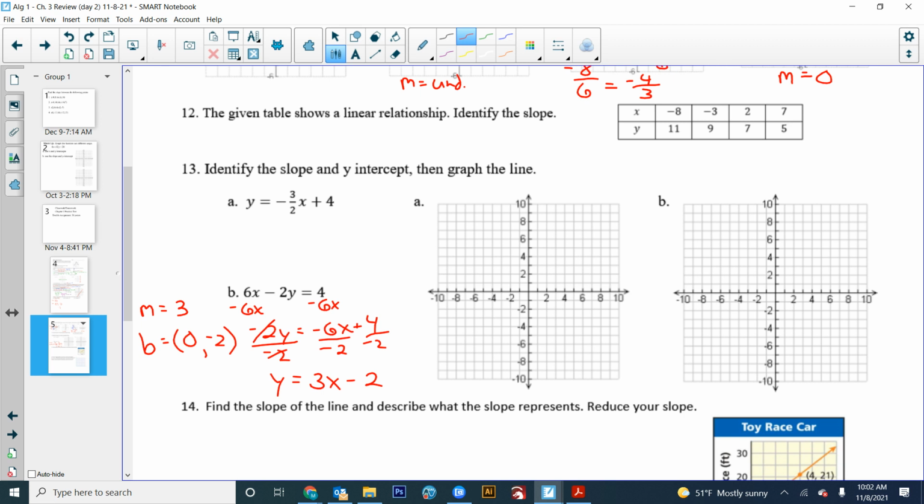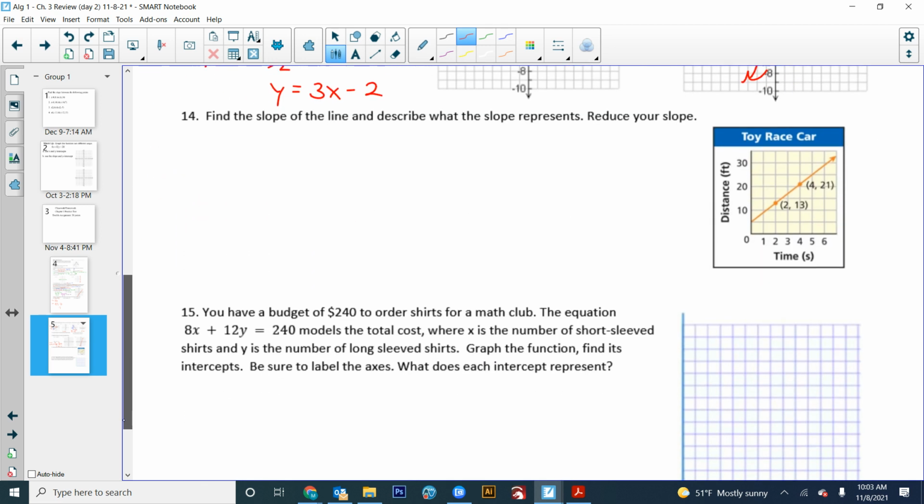So I go over here to 0, negative 2. And then I rise 3. 1, 2, 3. I run 1. There's my line. You guys need to be able to do that. So important. You have to put it in slope-intercept form first. Okay? Everybody understand that? Practice that tonight.